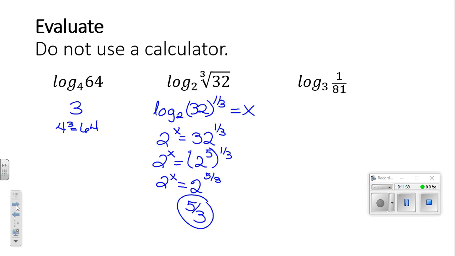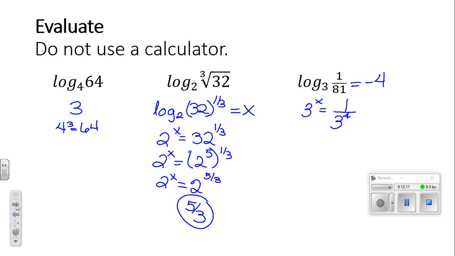next one. Log base 3 of 1 over 81. -4. Why? Because 3 to some power is 1 over 3 to the 4th, right? And so it has to be -4. Questions on this slide?